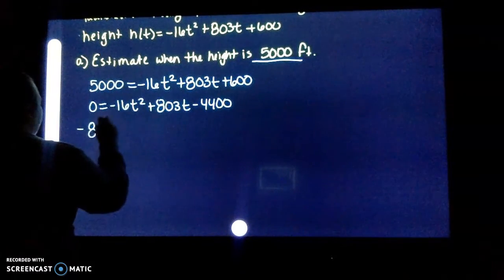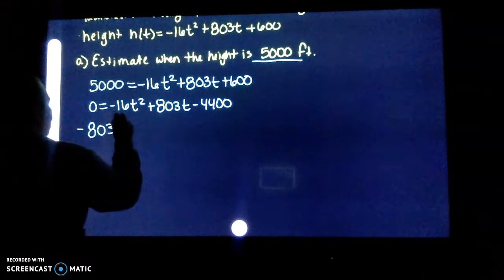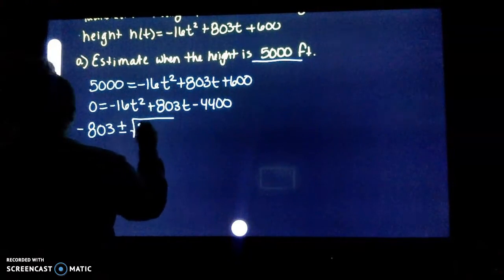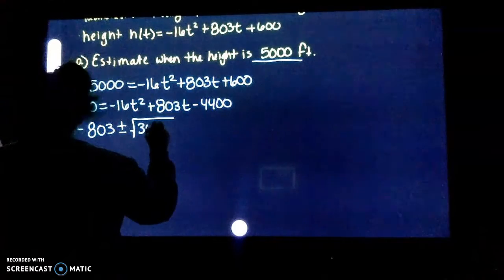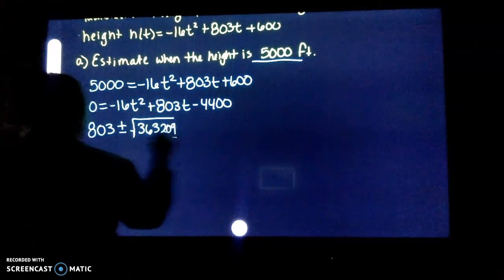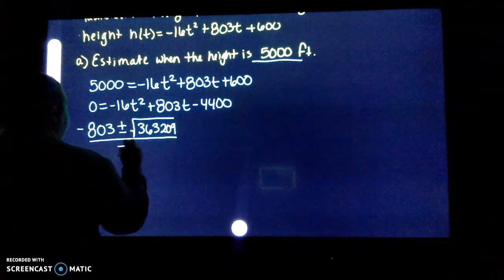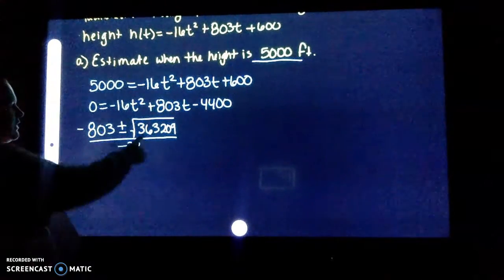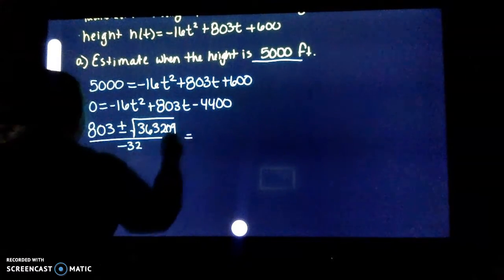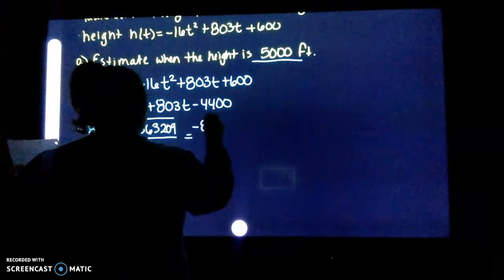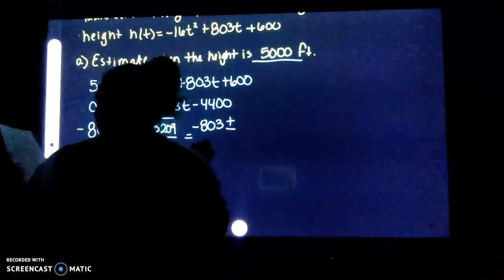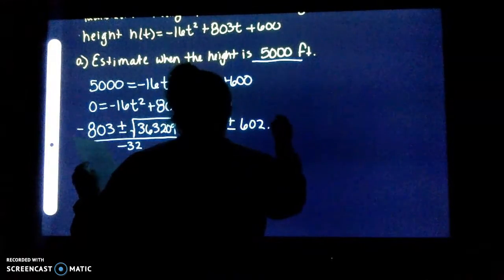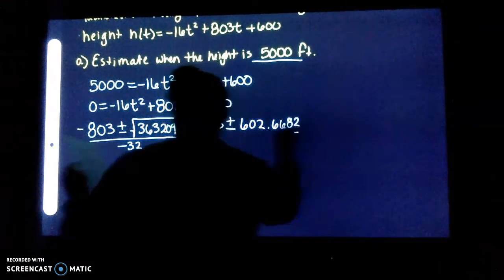I know they're big numbers, but it is what it is. So when I do the quadratic formula, I get -803 plus or minus the square root of, I plugged it all into my calculator and got 363,209 under the square root, and then divided by a -32. It's okay to have decimals here, so I'm just going to go ahead and take the square root of 363,209. And when I do, I get -803 plus or minus 602.6682. Make sure you take 4 decimal places on any decimal.